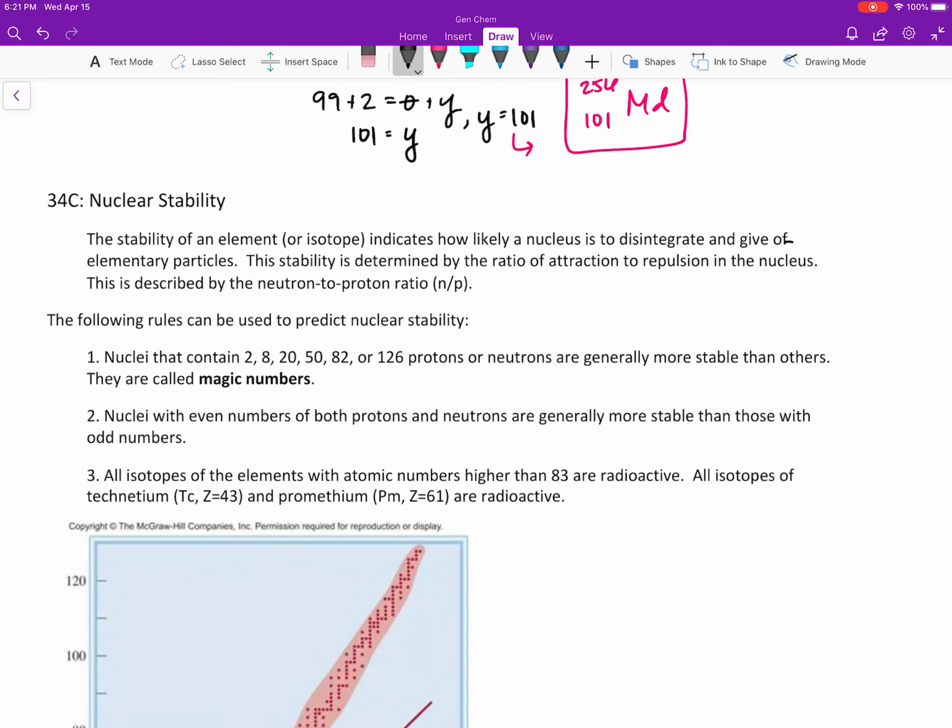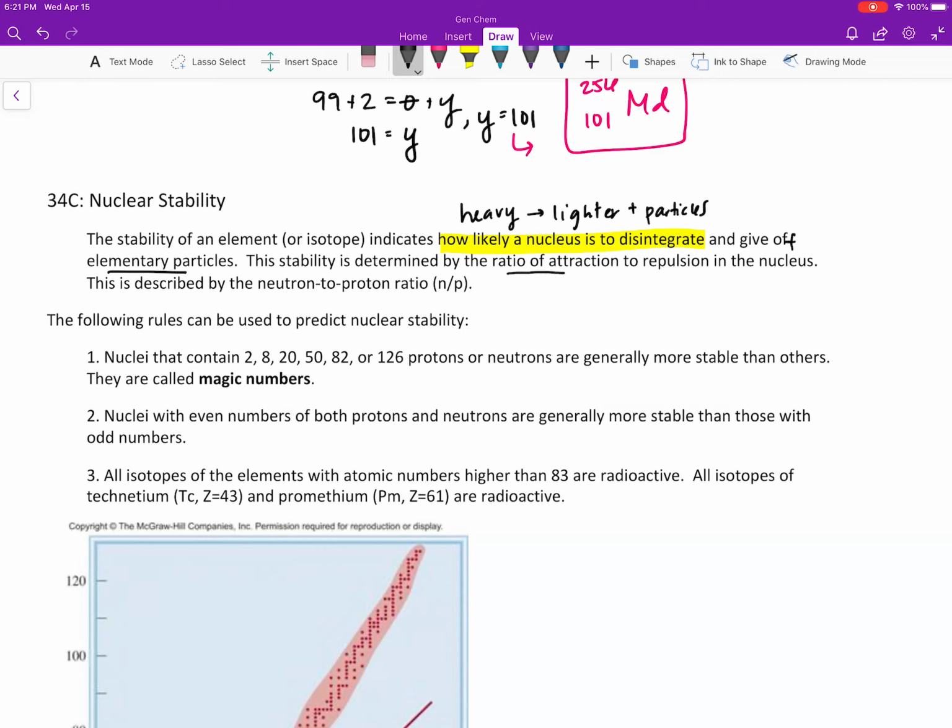So when we're talking about stability of an element or an isotope, we're being specific about what stability refers to, and that's how likely a nucleus is going to be to disintegrate. So for the most part, it's taking something heavy and breaking it into something lighter. Probably multiple something lighters, not just one lighter thing, because we have to have the conservation of mass. So this and the rest of this says, and give off elementary particles. So we know that it's probably going to be something lighter plus one of the 5 particles or the gamma ray that we talked about earlier.